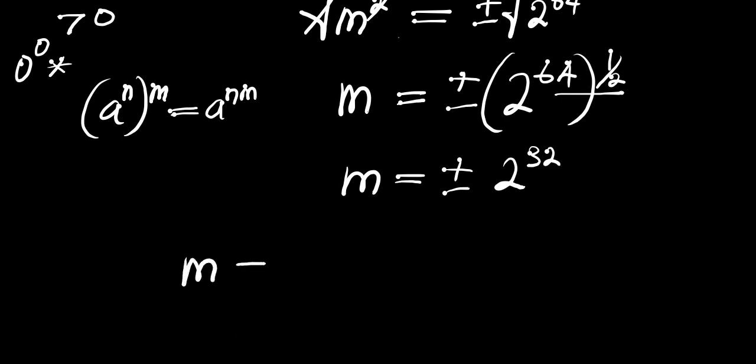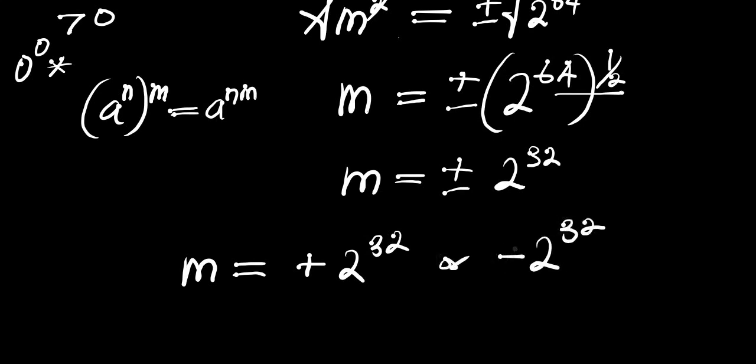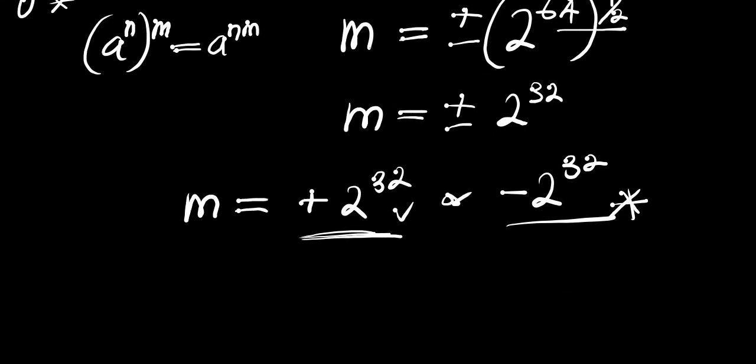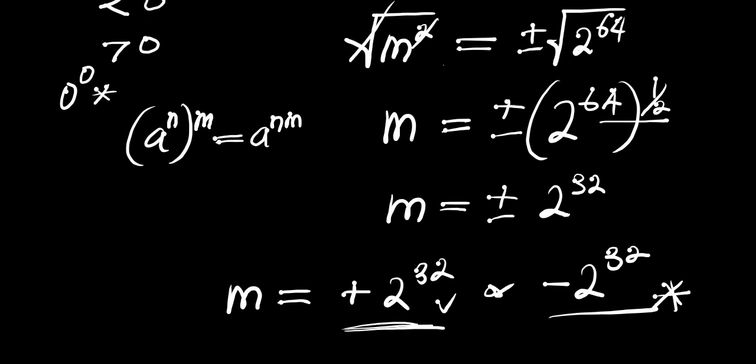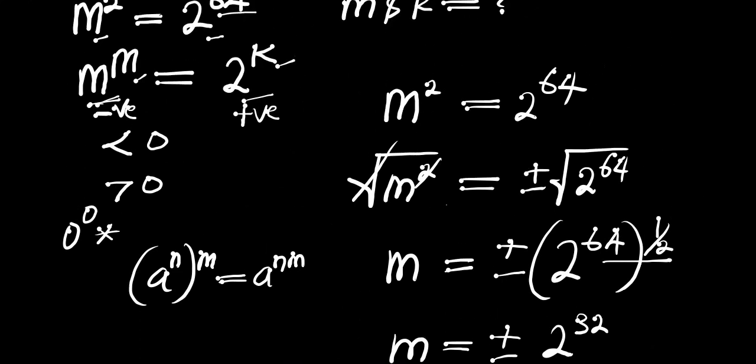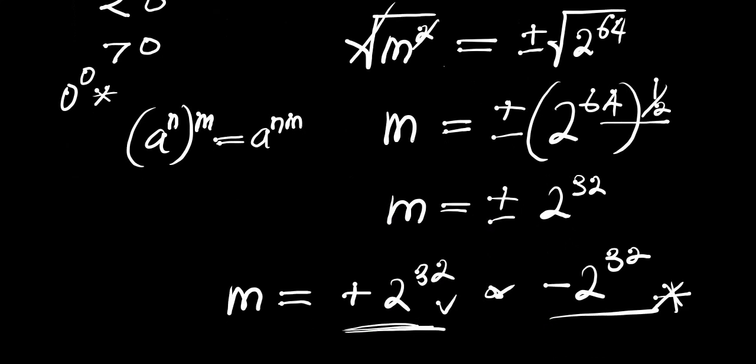So right now we have two values for m. We have m equals positive 2^32, or m equals negative 2^32. Meanwhile, from the conditions that we stated earlier, we are not going to make use of this. So the only value of m that we are going to consider is this positive value, that is 2^32. Now at this point, the next thing we are going to do is to solve for k, and we are going to make use of this particular equation.